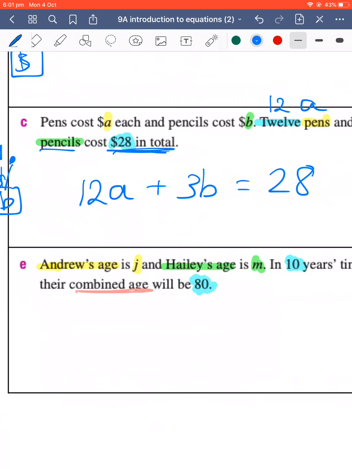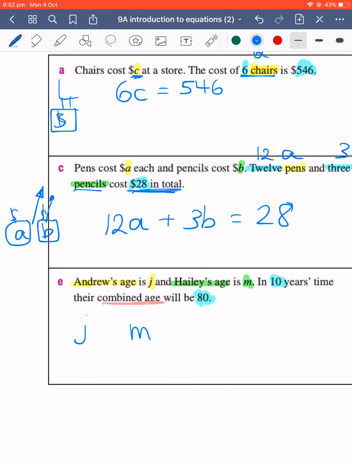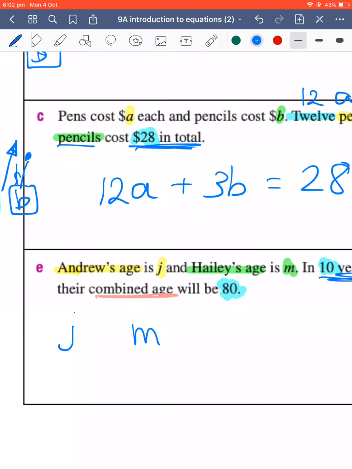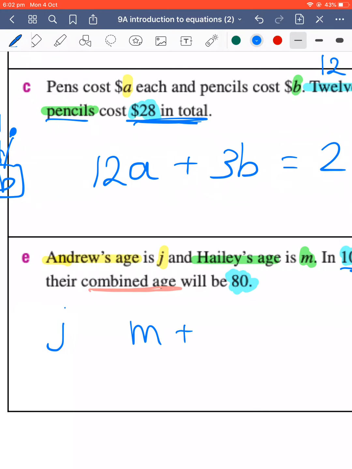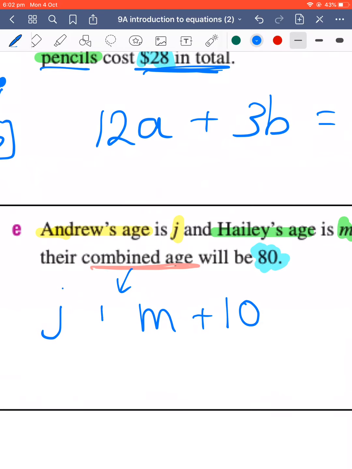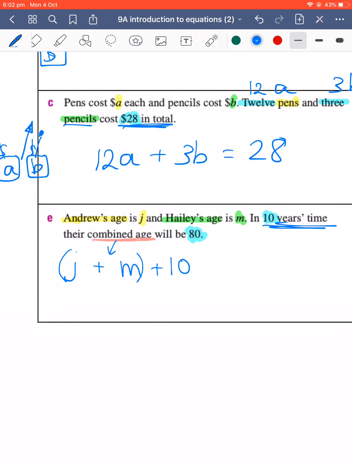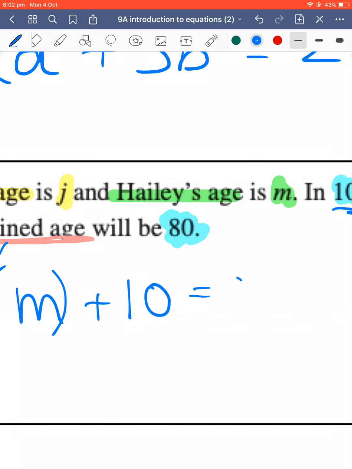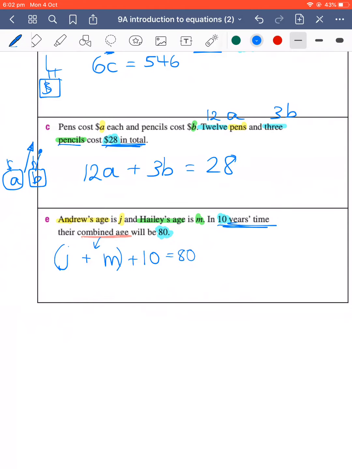So Andrew's age is letter J, so let's put J down here. Haley's age is M. Let's look at the next bit of information: in 10 years' time. If I'm going 10 years' time, that means that I'm adding on. So I can add on 10. It says in 10 years' time, their combined age. That word combined means that I am adding those two together. So when I add those two together and add that 10, I get my answer of 80. And we are done.